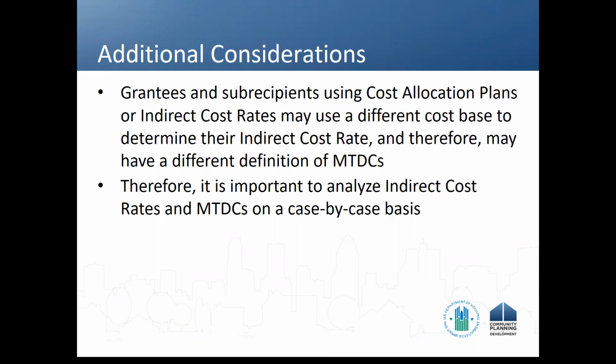So many agencies use the de minimis. And so the definition of modified total direct costs that we just reviewed is the hard and fast definition. When it comes to agencies that use cost allocation plans or indirect cost rates, they may use a different definition just based off of the way that their agency works. And so don't always think that when you're applying an indirect cost rate, you must stick to this definition of MTDCs.